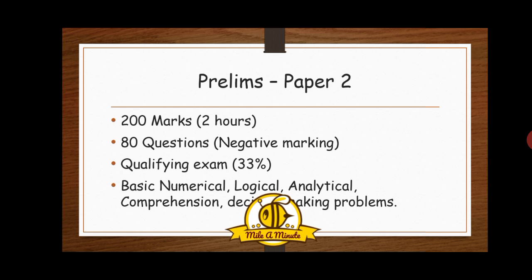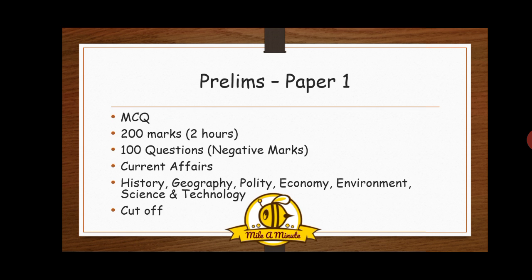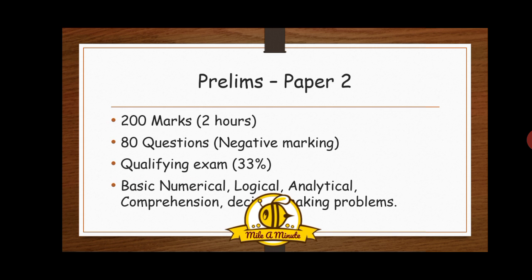Then paper 2. Students appearing for Prelims must take both tests, paper 1 as well as paper 2. If you write only paper 1, you are considered disqualified. You should clear both papers to get qualified in the Prelims round. In paper 1, you should secure the required cutoff. Each year the cutoff may vary. But in paper 2, you don't need to secure any cutoff. It is just a qualifying paper.